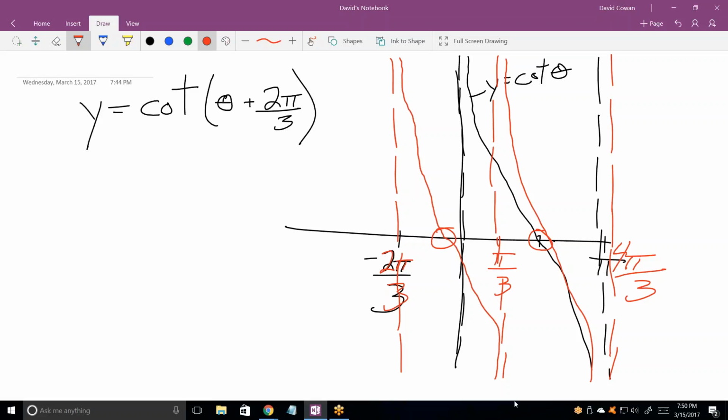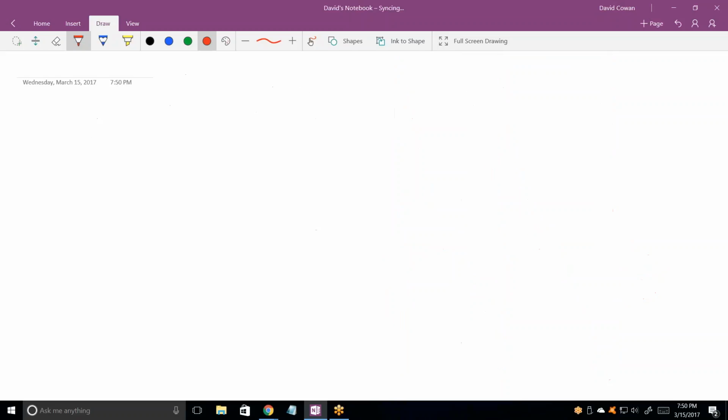Okay, cool. What else can we do? Well, the next one's find the exact value of each expression. So it is inverse cosine of -1/2.